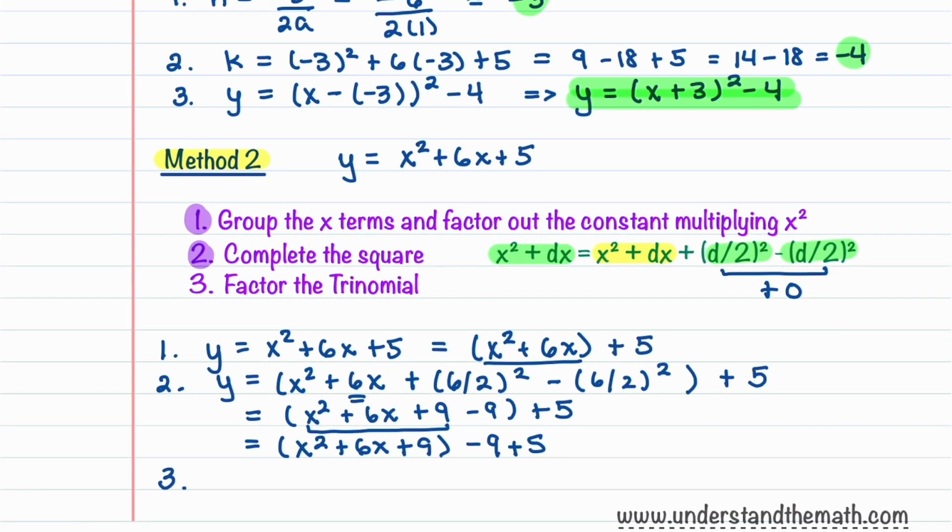Our third step tells us that we now have to factor our trinomial. This is our trinomial right here. It's called a trinomial because it has 3 terms in it. Let's write down y is equal to, now we have to factor this. I have a video on factoring trinomials if you need to review that. This trinomial factors into x plus 3 quantity squared. And then minus 9 plus 5 is just minus 4. And that is our final answer.